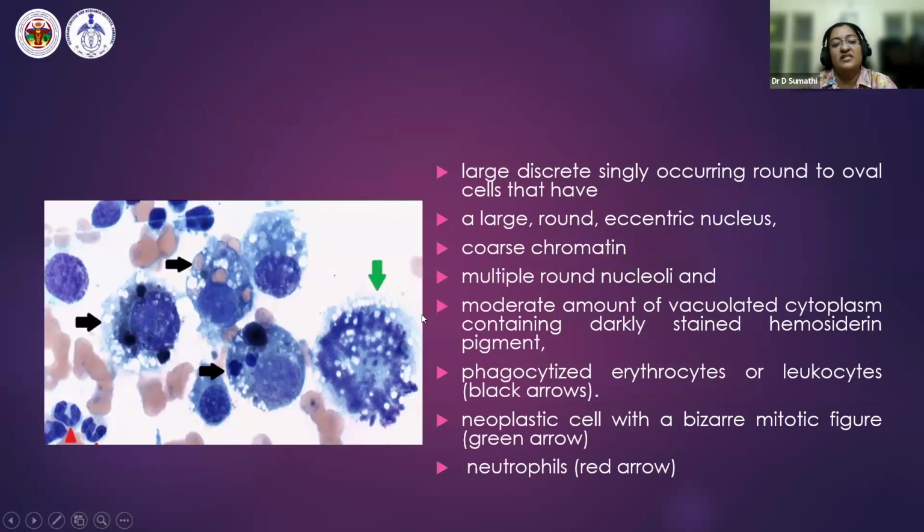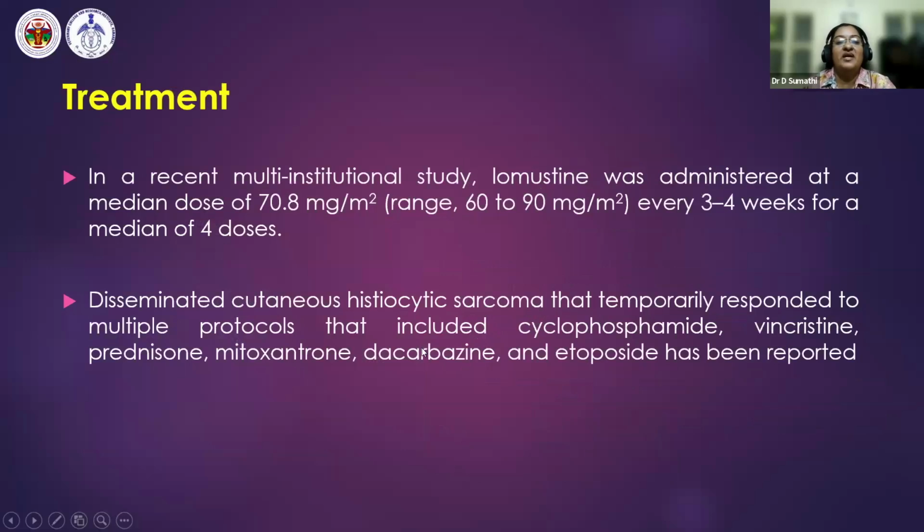So histiocytic sarcomas, you can see the vacuolated cytoplasm, and you have large round eccentric nuclei. You can see a few phagocytosed leukocytes and erythrocytes in these cells, and darkly stained nuclei you can see in these cells. Coming to the treatment, you can go with lomustine. Lomustine you can try at 70 milligram per meter squared. The range is between 60 to 90, so better choose 70 milligram per meter squared every 3 to 4 weeks for 4 doses. So this is for histiocytic sarcoma.